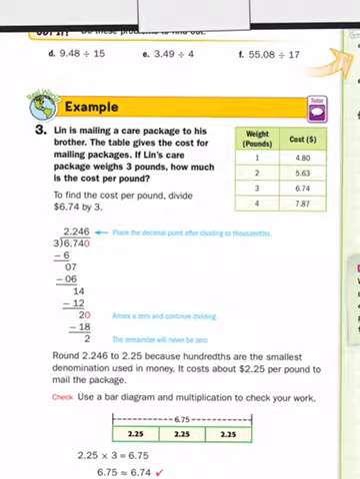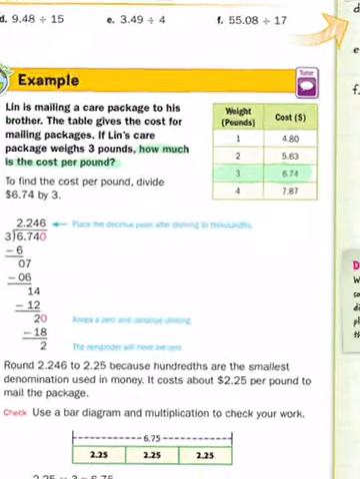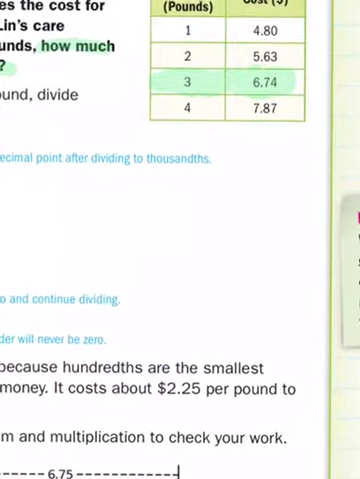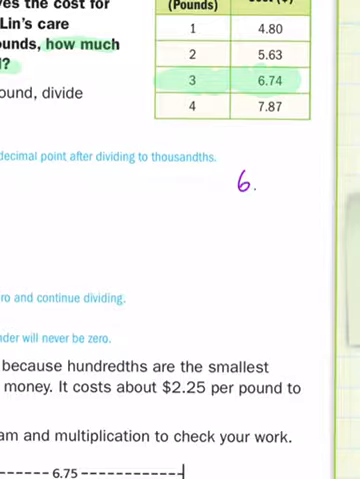So here's what we know. I'm going to highlight some important information. Lynn's package is 3 pounds, so I'm highlighting this in green. A 3-pound package costs $6.74 to mail. Now the question says, how much will it cost per pound? So we have to divide in order to figure out what 1 pound cost. So I'm going to do a little bit of work right here. So I'm going to take the $6.74, and I'm going to divide it by 3.